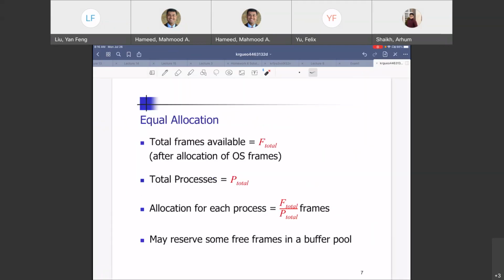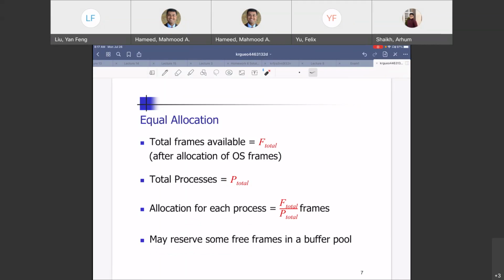Let's talk about equal allocation. Everybody gets the same. If you assume that the total number of available frames is capital F, of course, this is after you have allocated frames for the operating system, and we assume that the total number of processes is capital P, then the allocation for each process is F divided by P frames. And we may reserve some free frames in the buffer pool so that if some high priority process comes in, we have some frames in the buffer pool to take care of that particular process.